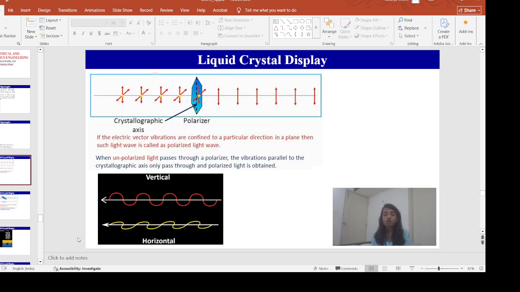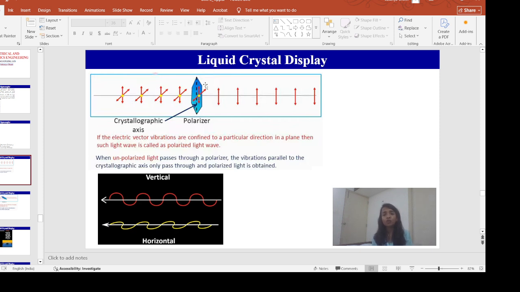So our next topic of discussion is liquid crystal display, or in short LCD. The operation of an LCD is based on the polarization of light. We know a light wave is an electromagnetic wave which consists of both electric field and magnetic field perpendicular to each other and perpendicular to the direction of the light wave propagation.